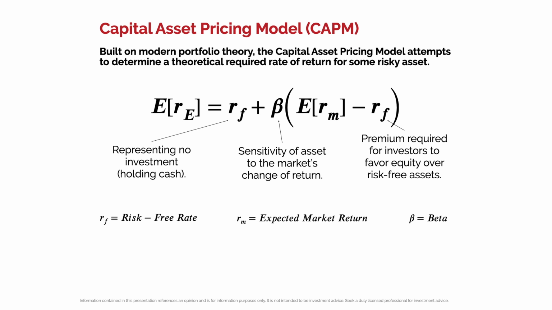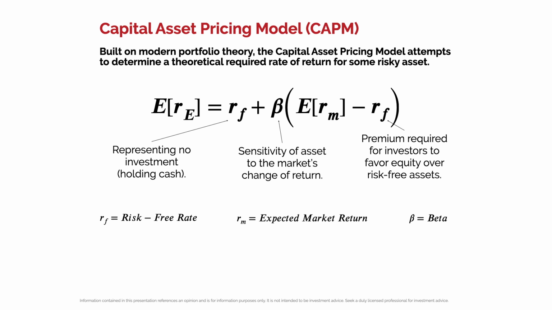So the expected return for an equity, RE, is going to be the risk-free rate plus some correlation, which we'll denote as beta, times the expected market return minus that risk-free rate. So remember, the risk-free rate represents holding cash or no investment, pretty much, or putting it in a riskless asset. We look at the sensitivity of the asset to the market's change of return. We figure out what that expected market return is, and we'll talk about how that's figured out in a moment here. And then we look at the premium required for investors to favor equity over risk-free assets, right? If equity assets are delivering something less than the risk-free asset, why would you put it in an equity asset?